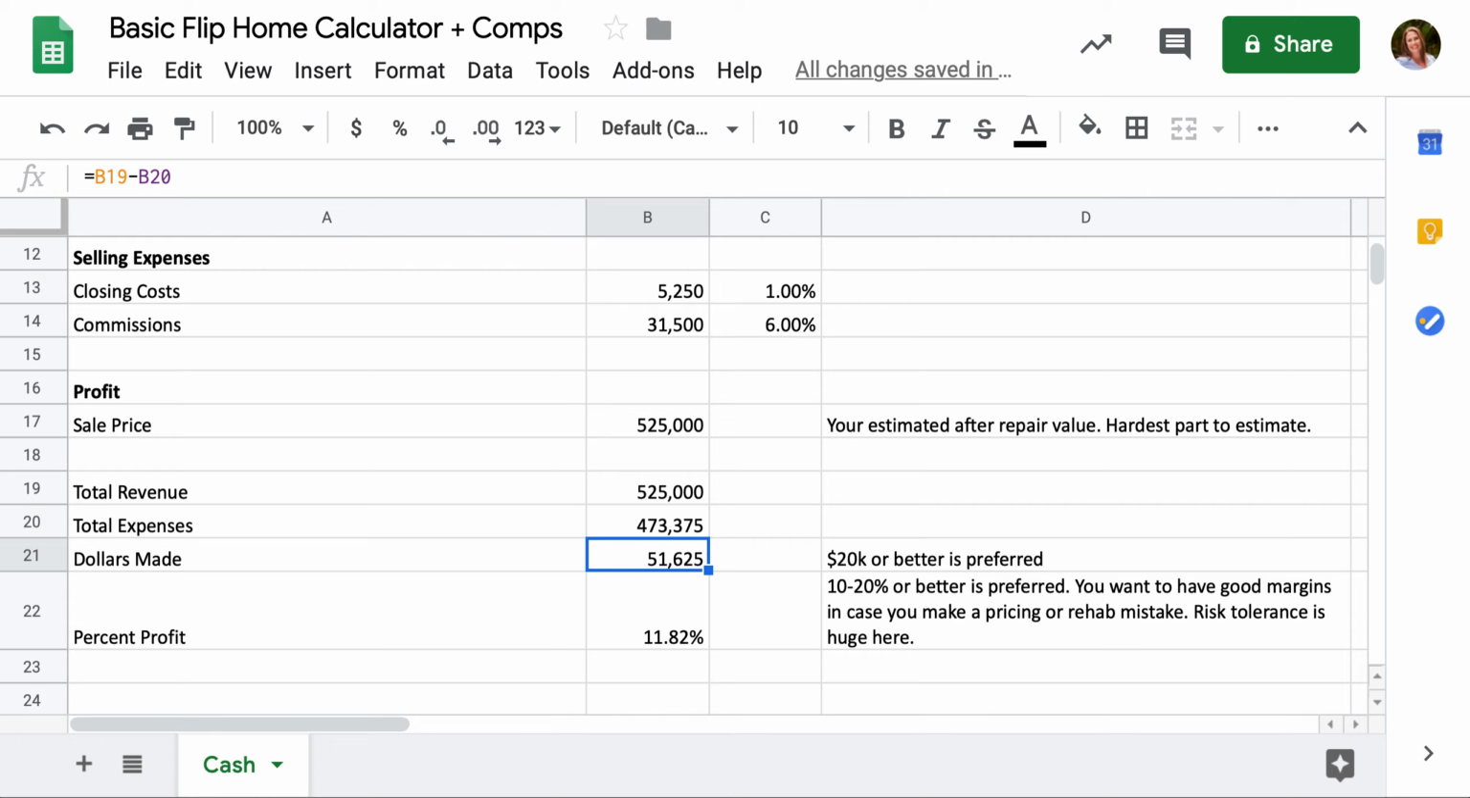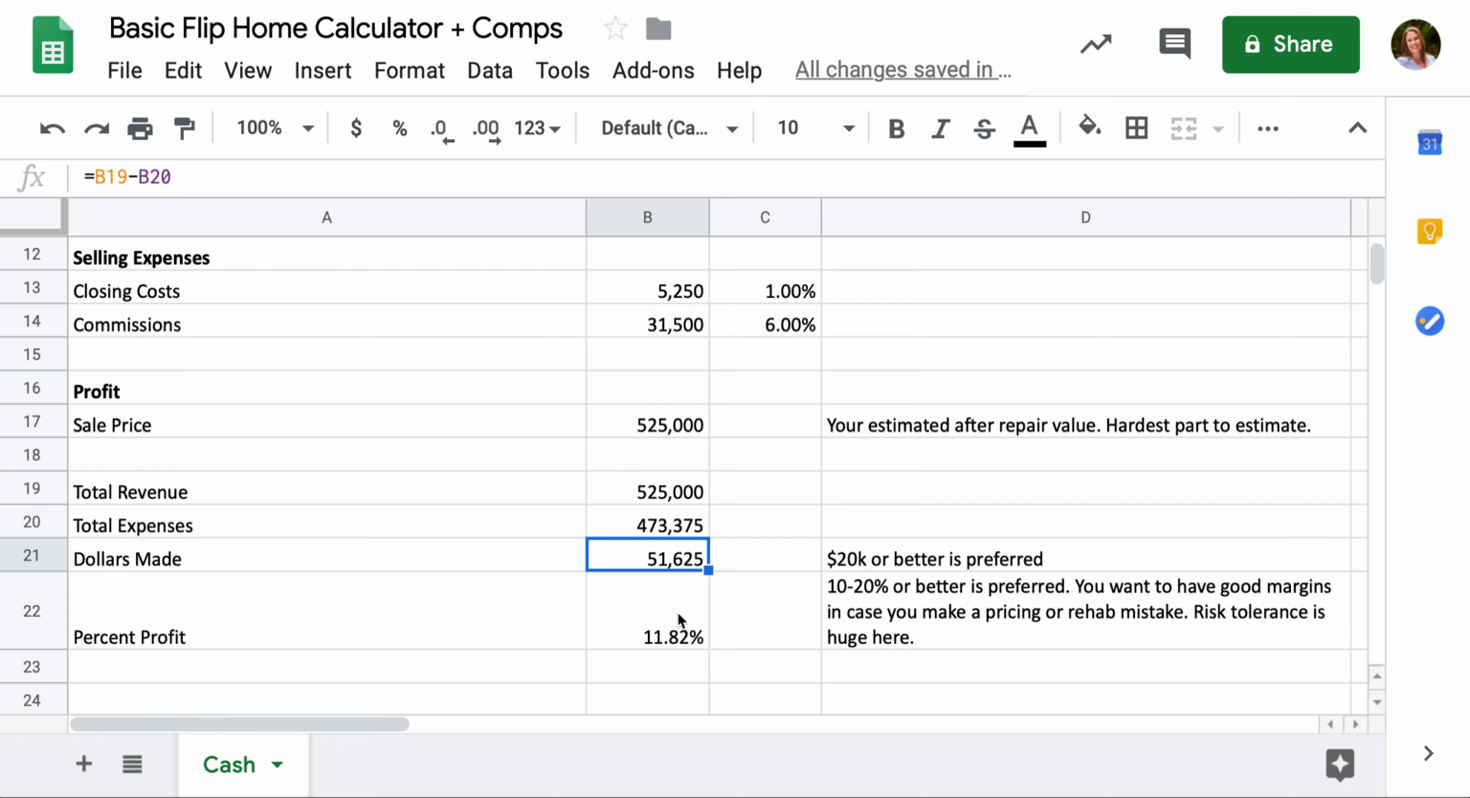My personal opinion is you want that number to be $20,000 or better, because it gives you a little bit of buffer if you make a mistake. And again, you can make a mistake on how much you acquire the property for, how much you resell it for, renovations, and you can also mess up time under construction as well as time on market. So pay attention to those.